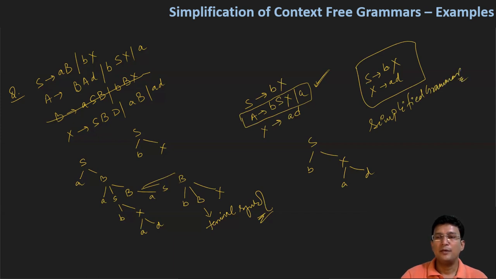Okay. So now here you can see that there is no epsilon production. There is no unit production. So this is the simplified version.